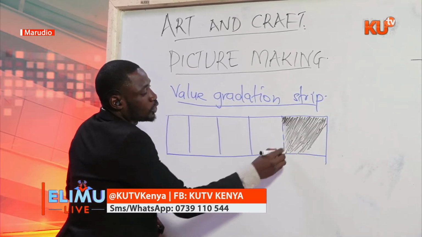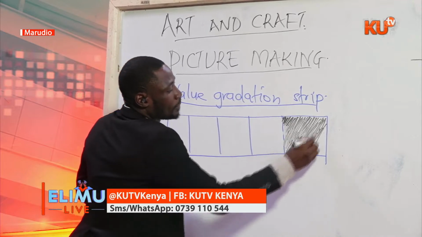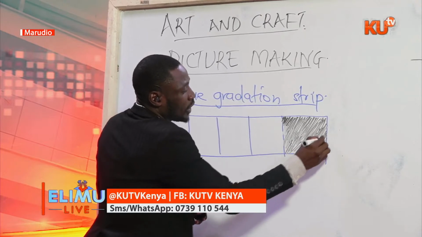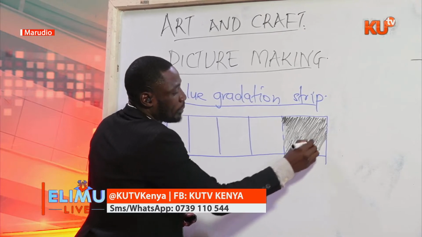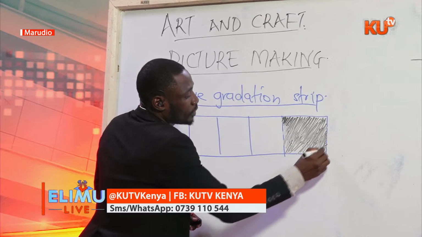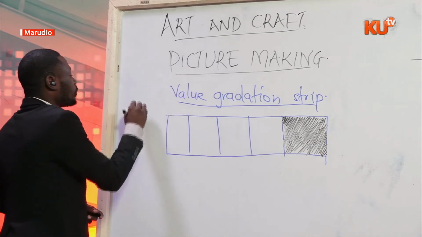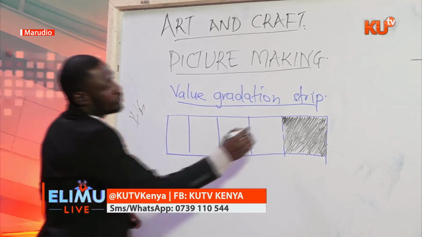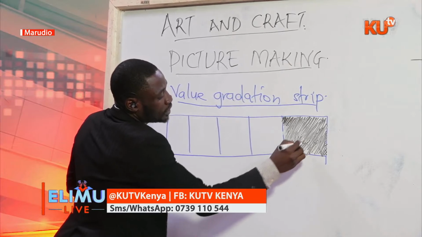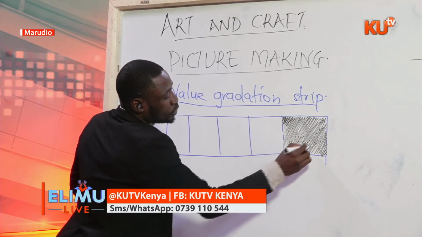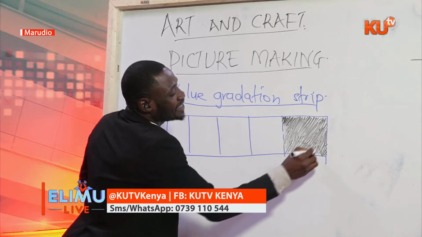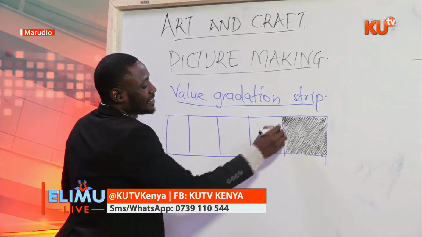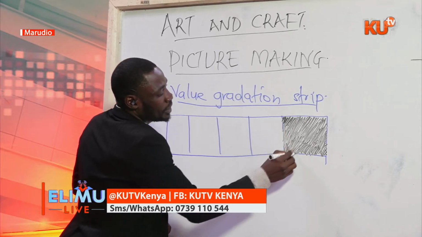So, like I said earlier, the strip on the right hand side is going to appear the darkest. That means that light is coming from this end. So this side will appear the darkest, because we all know that shadows only appear, or there is darkness only, where there is no light.